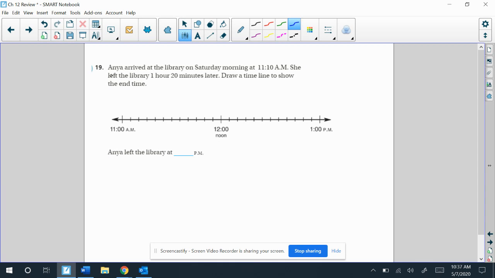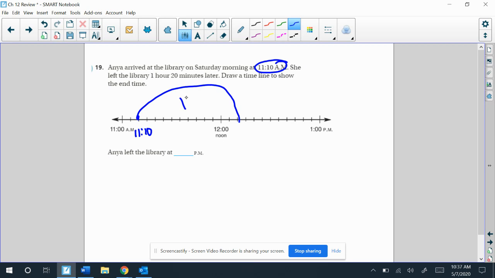So let's read it. Arrived at the library on Saturday morning at 11:10 a.m. Okay, that's our time. Where does it go though? She left the library 1 hour and 20 minutes later. So that means that if she left, this is going to be the start. So I'm going to put right here, I'm going to start 11:10. Now she's going to go 1 hour. Okay, I can make a jump that big.